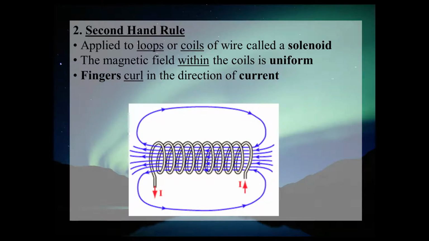Okay, so how do you use this second-hand rule? The parts of your hand are going to represent different things in this situation. So for the first-hand rule, your thumb represented current and your fingers represented magnetic field. We're going to switch that around now. Your fingers are the thing that can curl, and that's the wire. So this time around, your fingers are going to curl in the direction of the current.